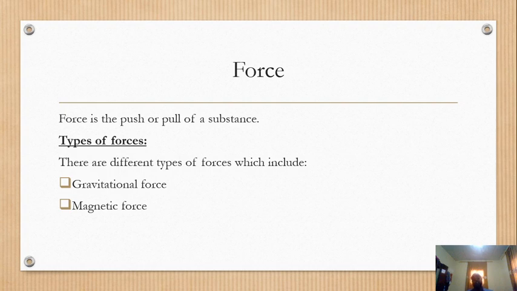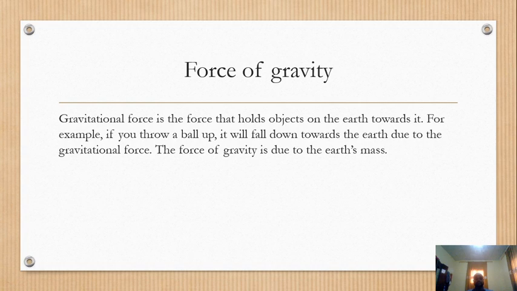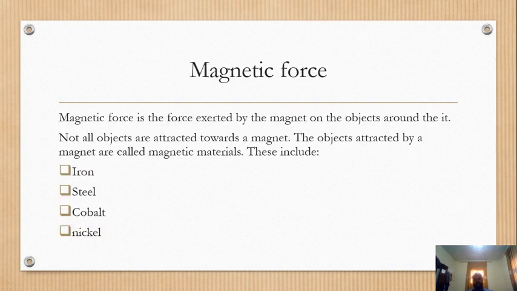Types of force. In this discussion, we will see gravitational force and magnetic force. Force of gravity is the force that's exerted on us by the earth. Magnetic force is the force that magnets exert on some of the things around it. It attracts. The substances that the magnet attracts are called magnetic materials, and they include iron, steel, cobalt, nickel, and others.